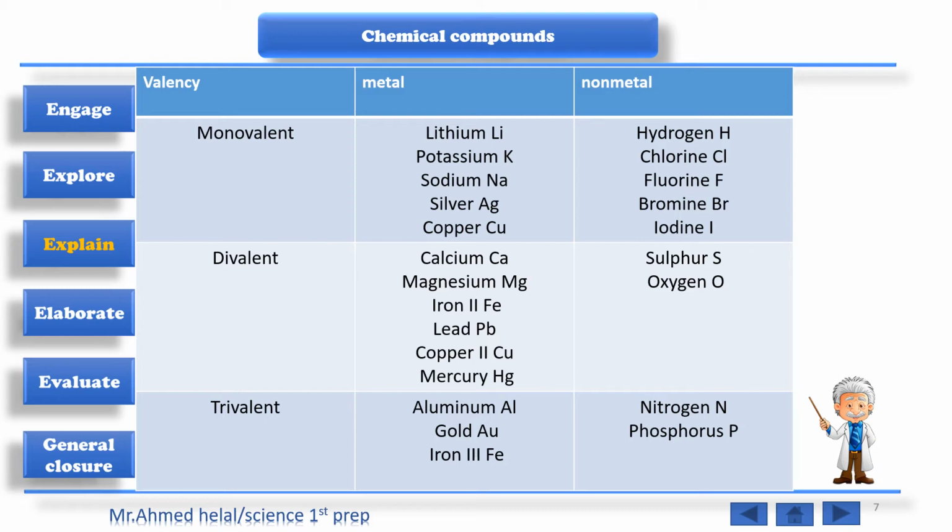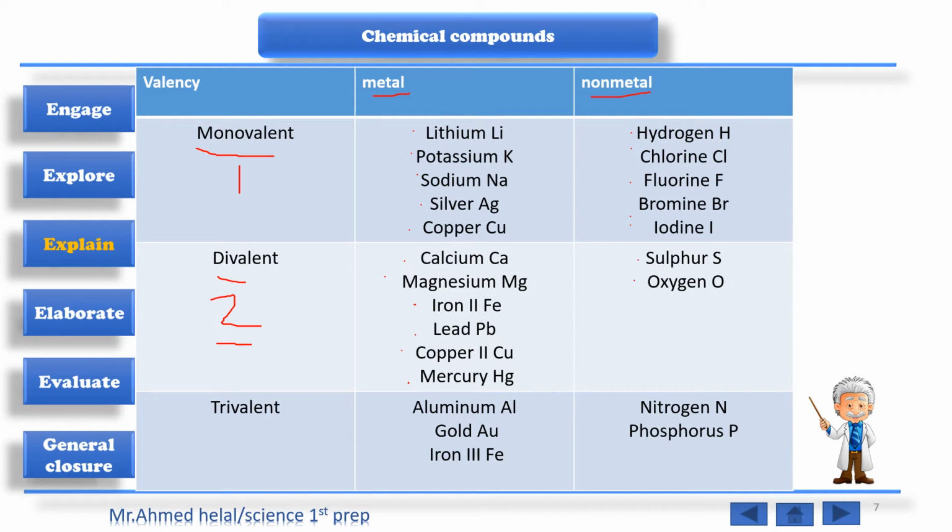Okay? Here we have monovalent. Monovalent means that it gains, loses, or shares 1 electron. We have monovalent metals and monovalent nonmetals. Monovalent metals like lithium, potassium, sodium, silver, copper, and nonmetals like hydrogen, chlorine, fluorine, bromine, iodine. Divalent means 2. It gains, loses, or shares 2 electrons. For metals, we have calcium, magnesium, iron, lead, copper, mercury, and for nonmetals, sulfur and oxygen.